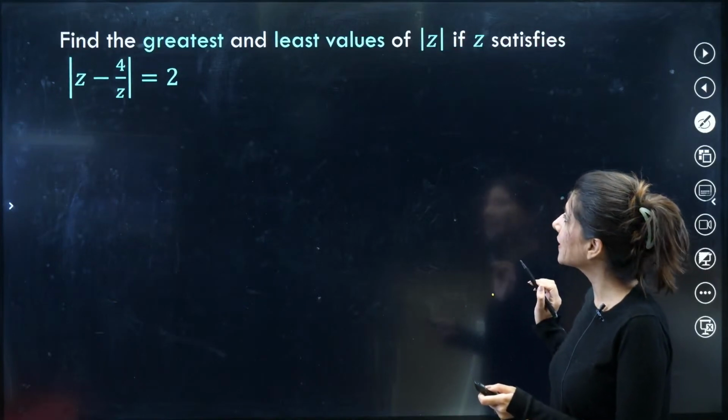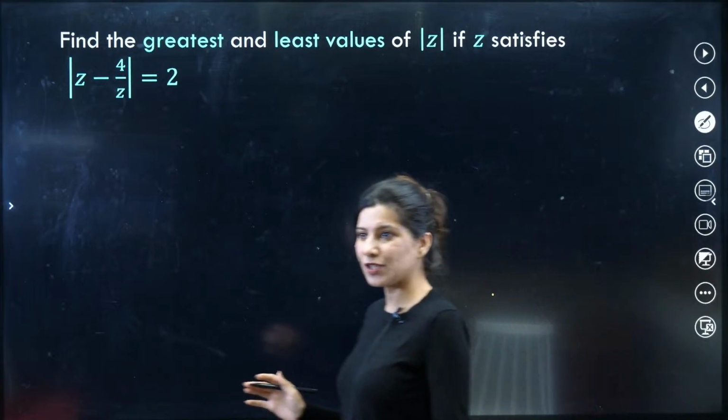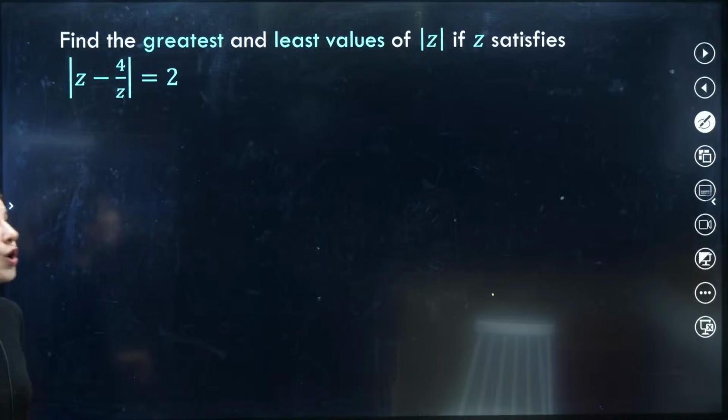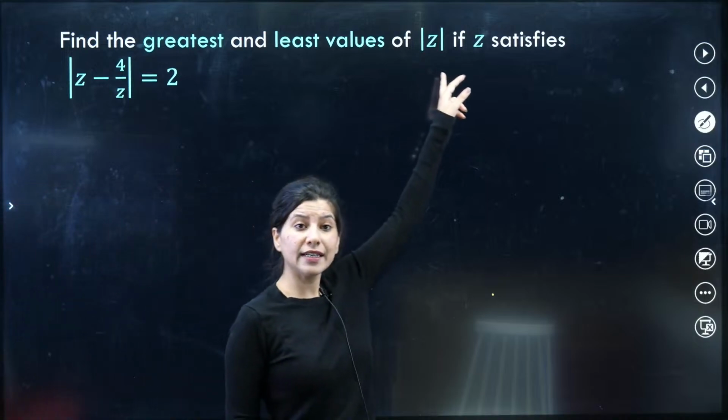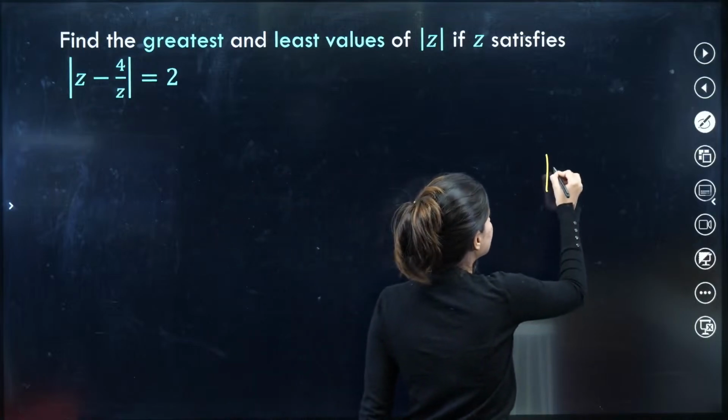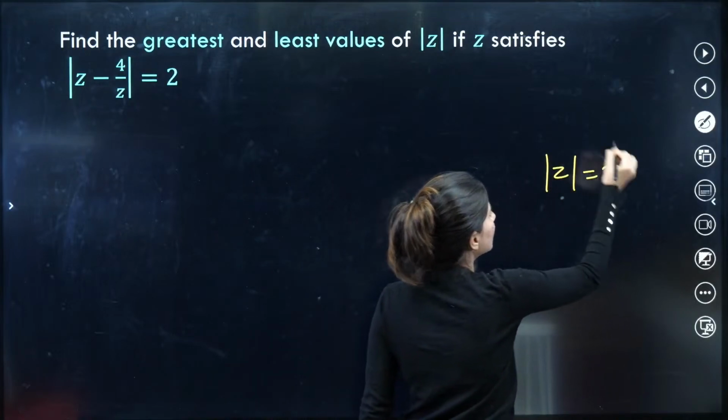So 2 is the correct answer. Now we are having another question. Find the greatest and least value of mod z. So we are looking for the greatest and least value of mod z. Now, mod z is what? Mod z is nothing but the magnitude, which is denoted as r.